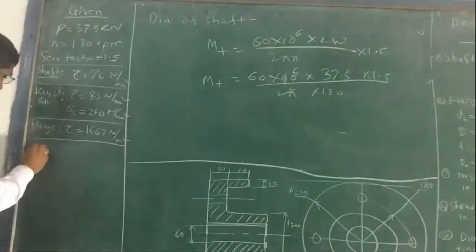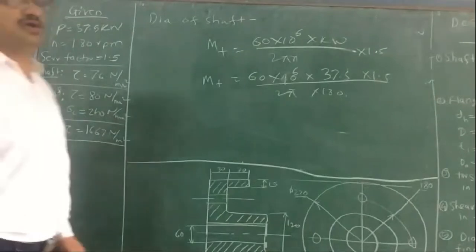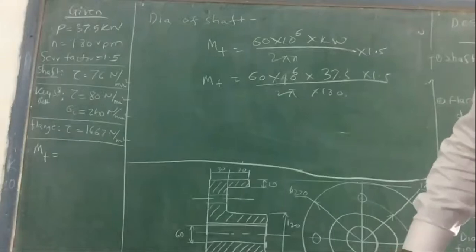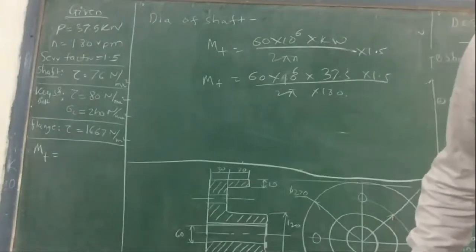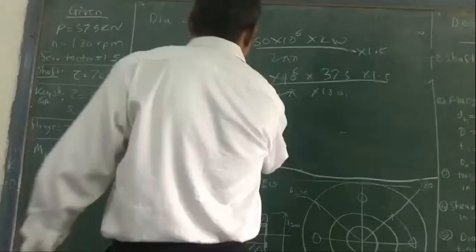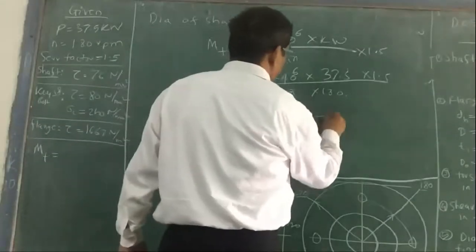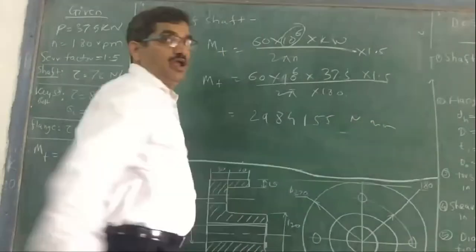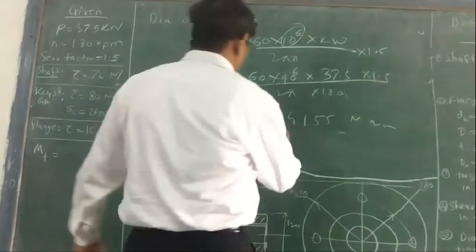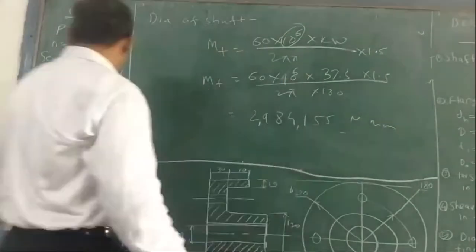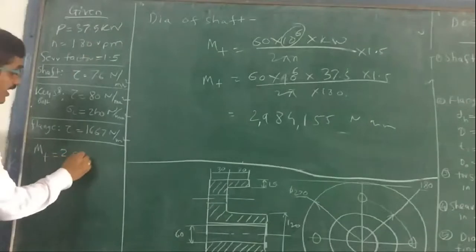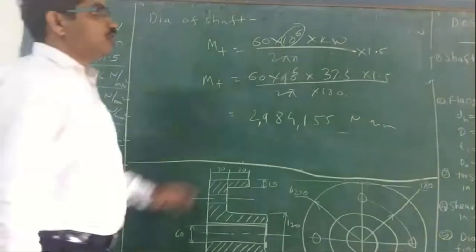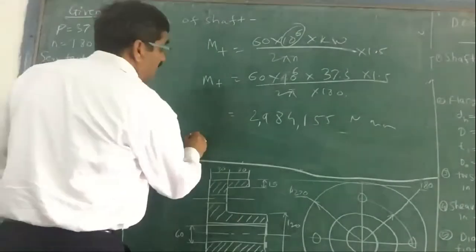So we'll calculate this. It will give us the torque transmitted by the shaft, which comes down to 2984155 Newton mm. We always get Newton mm, that's why we have 10 raised to 6 with Newton mm and power in kilowatt.